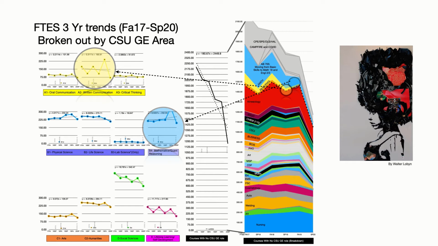So if you follow the circle that's on the right side circling the yellow, you can watch that FTES flow into English, and you can watch the blue squeeze into the mathematics and quantitative reasoning transfer level. That's mostly Math 124 being converted into students taking Math 18.